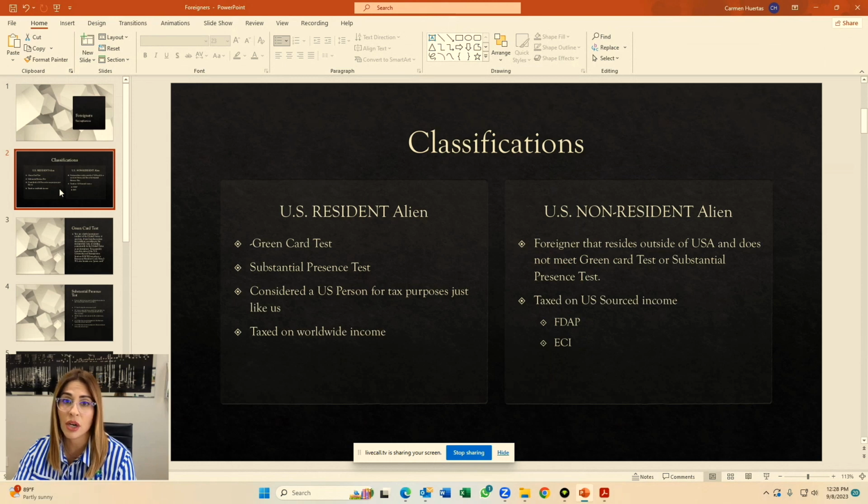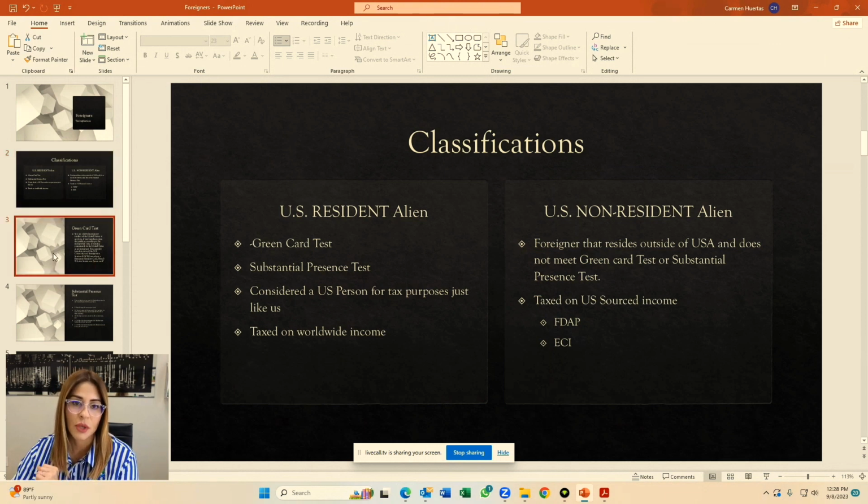The non-resident alien is a foreigner that resides outside of the U.S., okay? They don't have a green card. They don't pass the substantial presence test, all right? Now, these people, they are not going to be taxed on their worldwide income. They're going to be taxed on two different types of U.S. sourced income, and that is what's called FDAP, which is an acronym for Fixed Determinable Annual Periodical Income, all right, and ECI. And we'll get into what those types of incomes are shortly, okay?